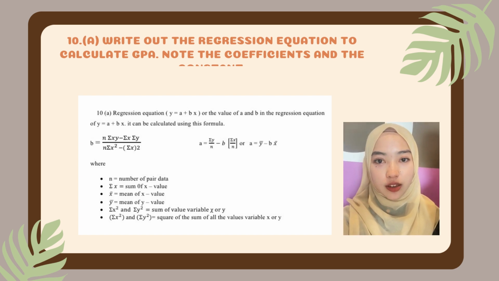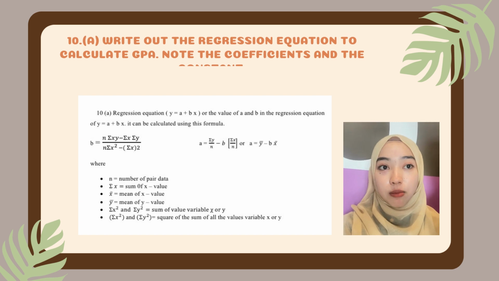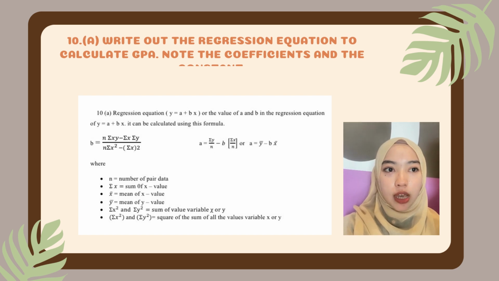Question 10A and B. So for the question 10A, regression equation y equals a plus bx, or the value of a and b in the regression equation, can be calculated using this formula on the slide. So where n is number of data, sum of x, mean of x, mean of y, and sum of x square and y square, sum of value variable x or y in column x square and y square, square of the sum of all the value variable x or y.